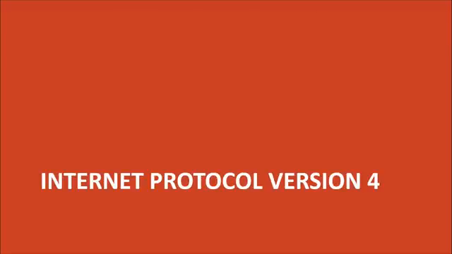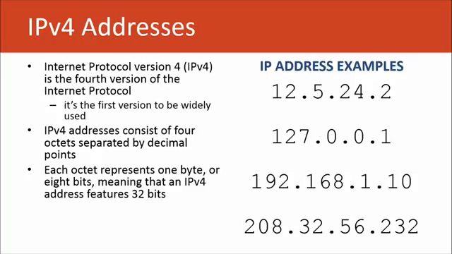All right, let's talk a little bit more about IPv4. This is the fourth version. That's why it says v4. It's the first version, though, of the IP protocol to be widely used. IP addresses consist of 4 octets. We touched on this briefly in a previous presentation, but it's super important to know. So you've got 1, 2, 3, 4.